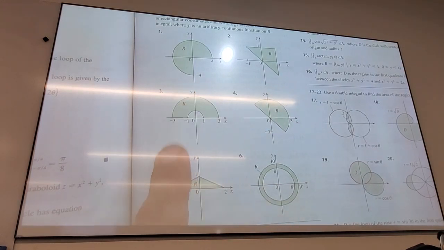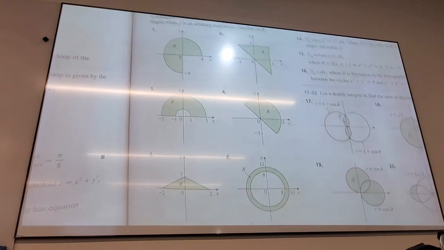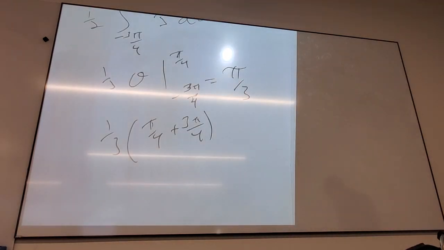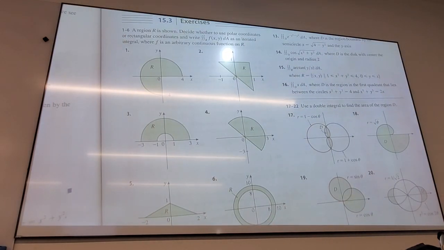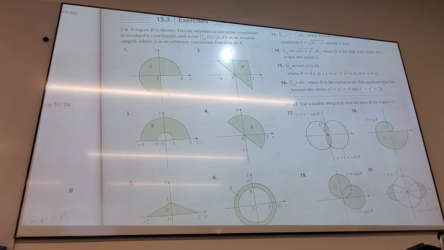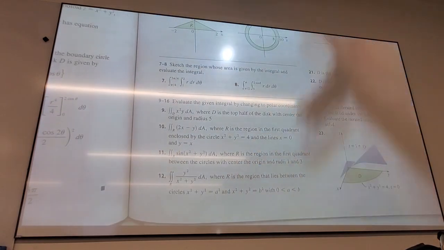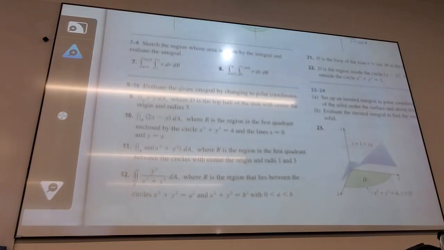Obviously, anything that's part of a circle, more than likely polar is going to be better. Is that always true? Of course not. Almost nothing is always true. But that's the way to bet. So let's look at number 10 just for an example. Let me put this up here. You guys write down what you need from this.